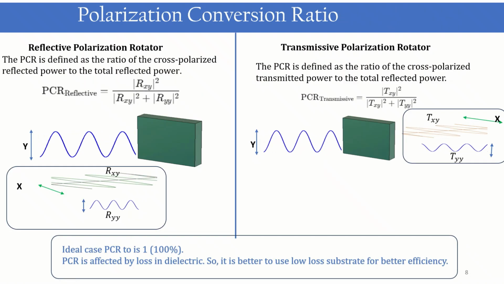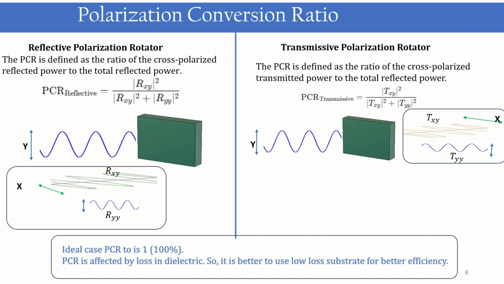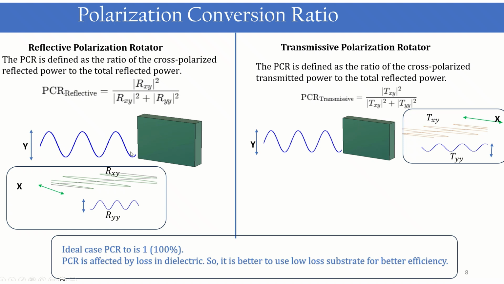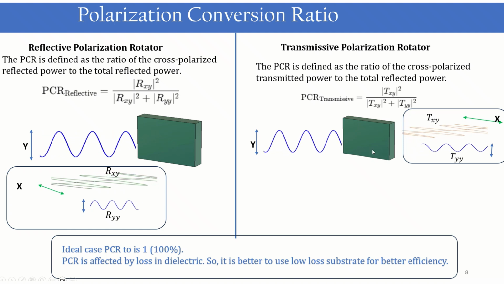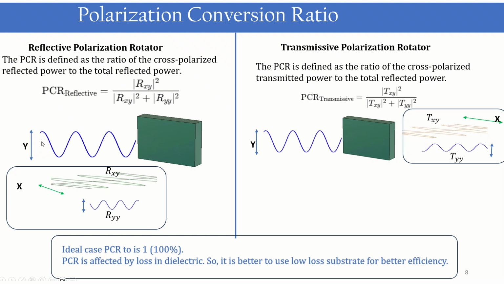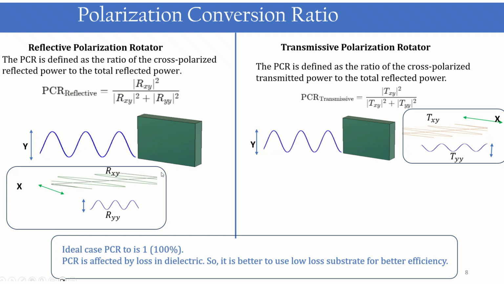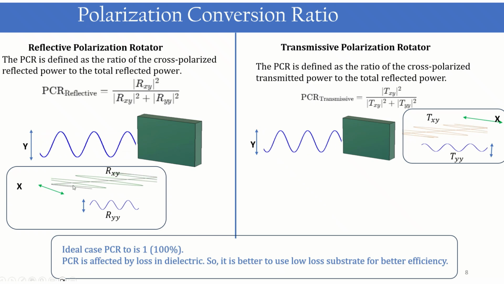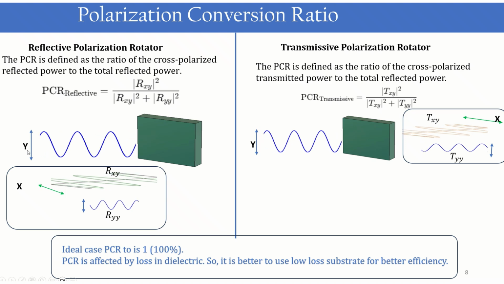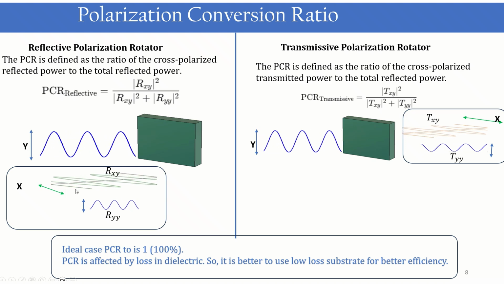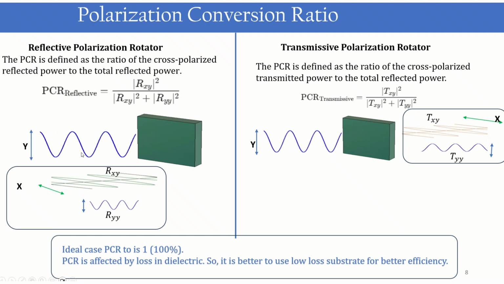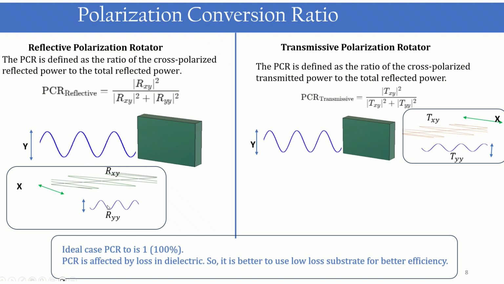The parameter used to measure the efficiency of the polarization conversion of a metamaterial is defined as the polarization conversion ratio. So it is defined for both the reflective polarizer and the transmissive polarizer. In the case of a reflective polarizer, we know that when a y-polarized wave is incident on it, it will be orthogonally polarized while reflecting back. So that means a y-polarized wave will be converted into an x-polarized wave upon reflection. So depending upon the efficiency of this reflector, there may be some y component also in reflection.